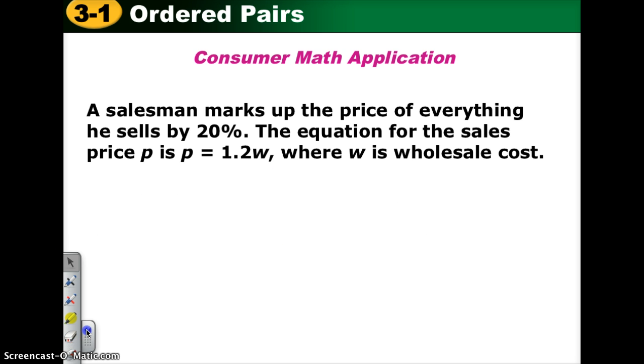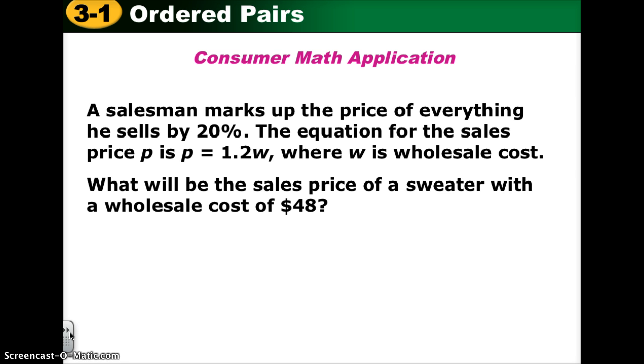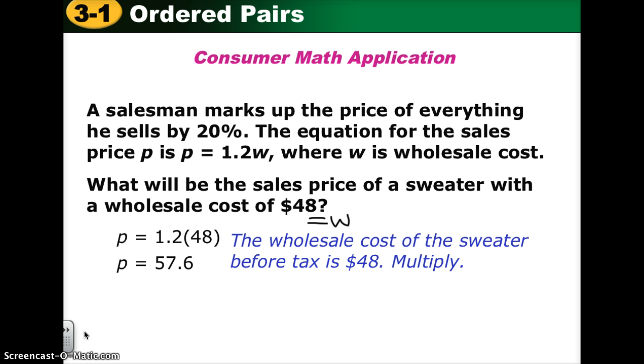So we already have the equation. So we have a question that goes with this. What will be the sales price of a sweater with a wholesale cost of $48? Well, if W is the wholesale cost, then what 48 really represents is W. So we simply have to plug that into the equation, multiply 1.2 times 48, and we get $57.60.